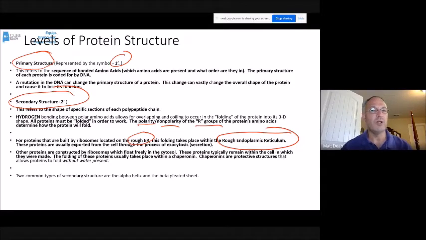The folding of these proteins usually takes place in these tunnel-like structures called chaperonins. And these are places where the proteins can fold without water interfering with that folding. There's two main types of secondary structure that we'll talk about in proteins, and those are called the alpha helix and the beta pleated sheet.